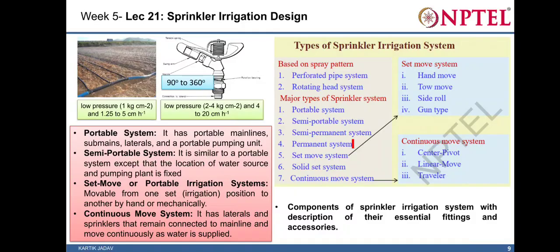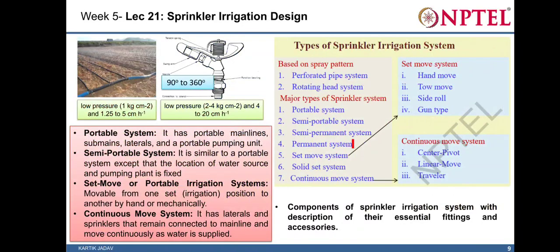So in a semi-portable system, what is the main difference? The water source and pumping plant are fixed, while all the other parts of the system like main, sub-main and laterals are movable. In a set move portable irrigation system, it is moved from one set position to another. And a continuous moving system has laterals and sprinklers that remain connected to the main and move continuously as water is applied.